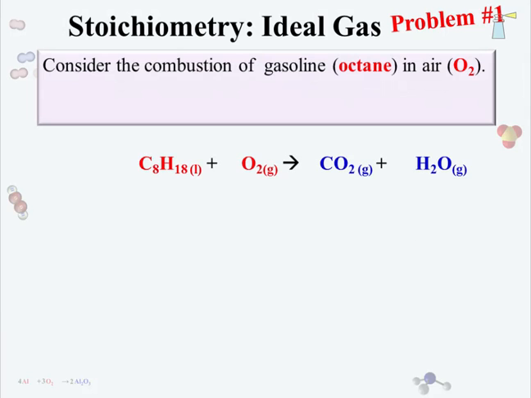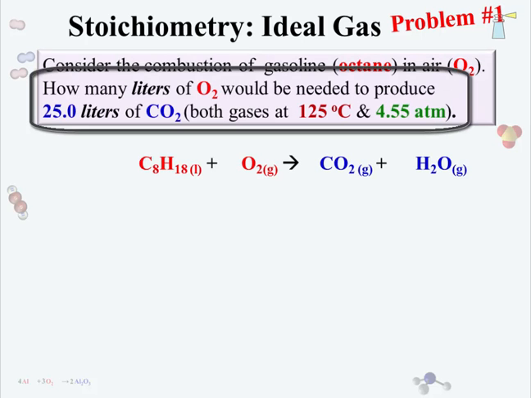This one says to consider the combustion of gasoline octane in air, O2. How many liters of oxygen would be needed to produce 25.0 liters of carbon dioxide? To keep the problem on the less complicated side, both gases are at 125 degrees Celsius and 4.55 atmospheres.